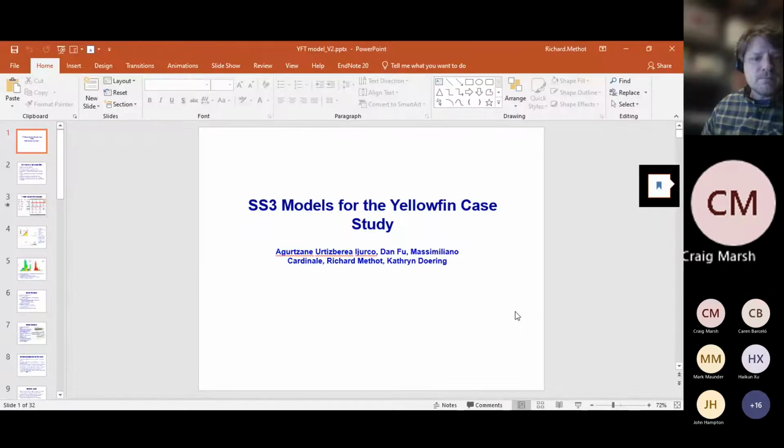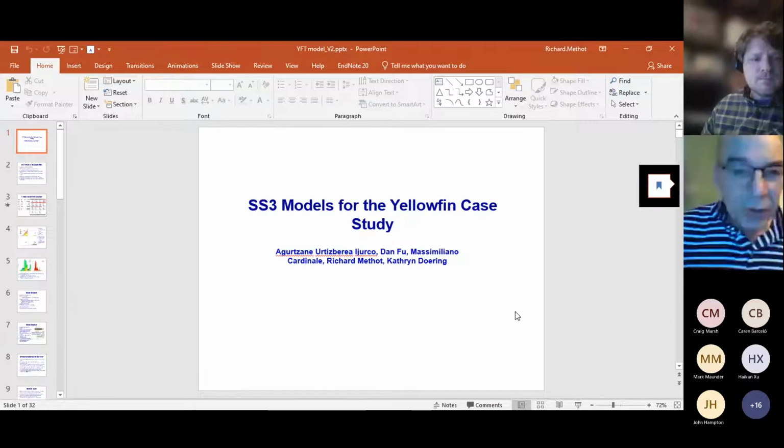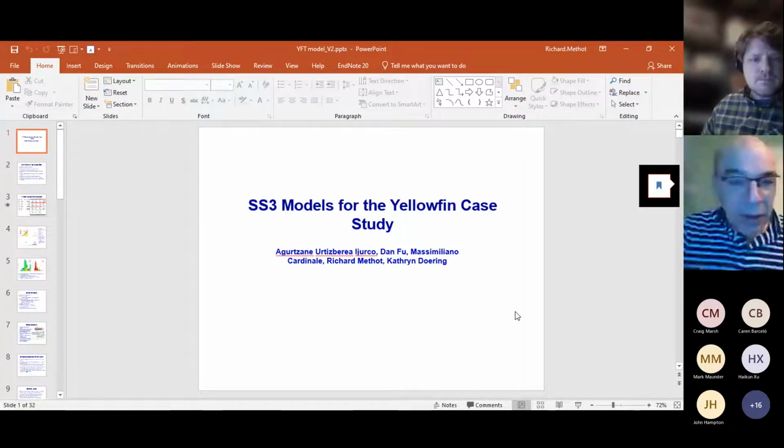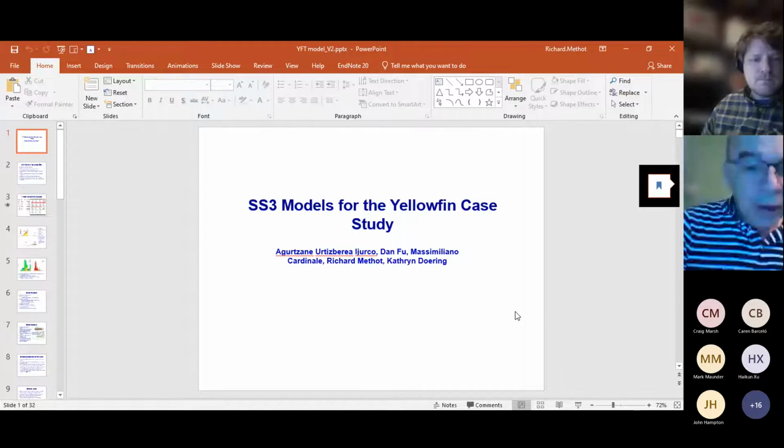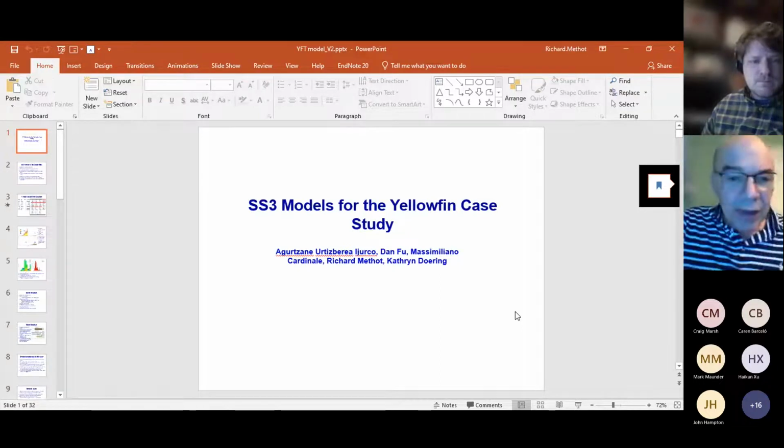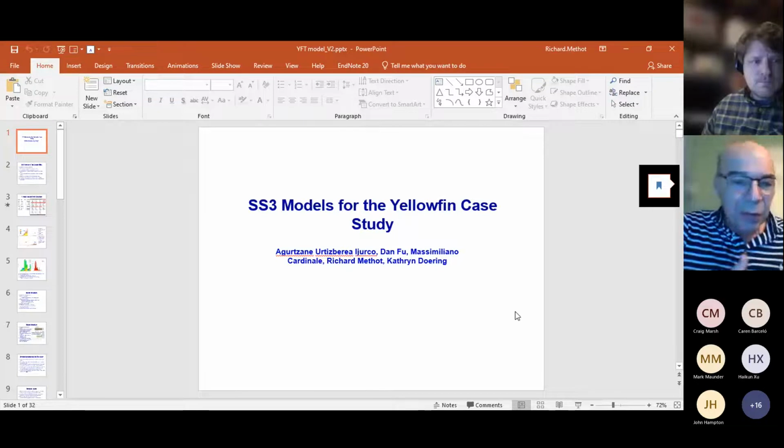Okay, I'm going to be talking about the SS3 models for this yellowfin case study. The team has five of us working on it, and most of the work was done by Dan and Urgasan. Max has made a good contribution, and Catherine and I helped organize things a bit, but they get a lot of credit for the work that we've been able to do here today.